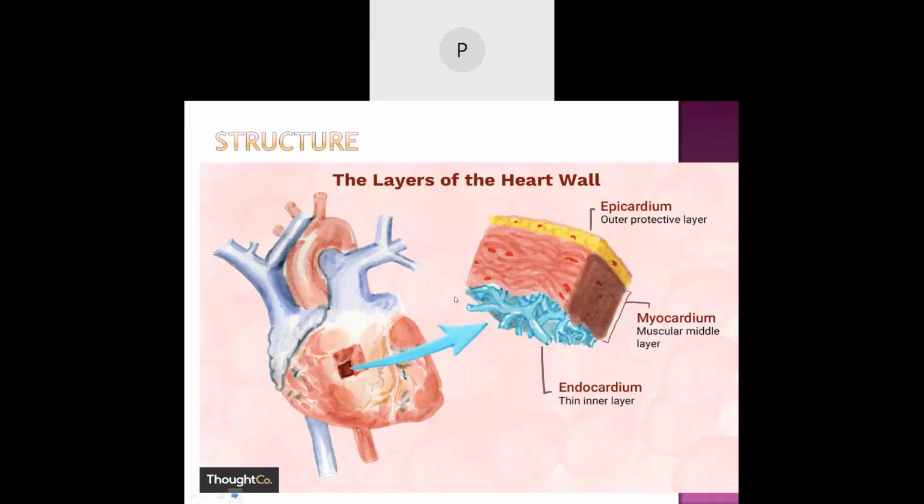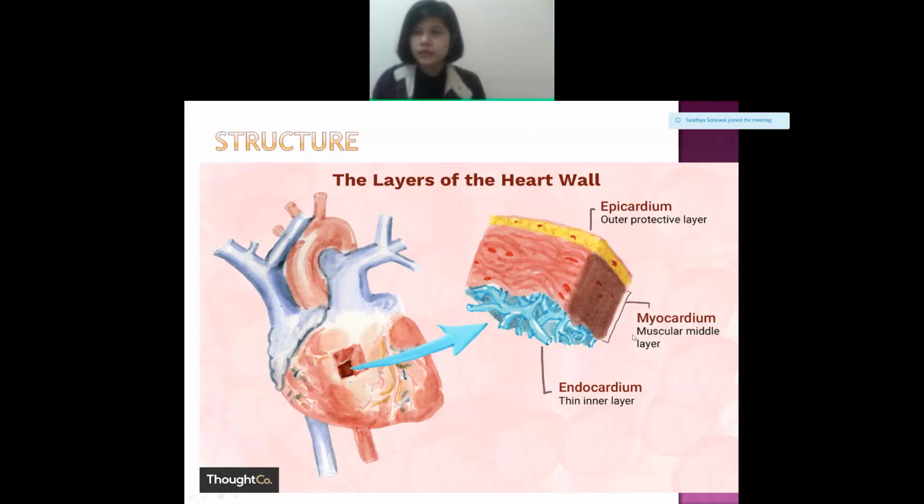Yes, ma'am. Okay, next is structure. I mean the layers of the heart. So the heart has got three layers. The first one is epicardium, which is in the outer part of the heart. Next is myocardium, which lies in the middle part of the heart. Next is endocardium, which lies in the inner part of the heart. So these are the three layers.